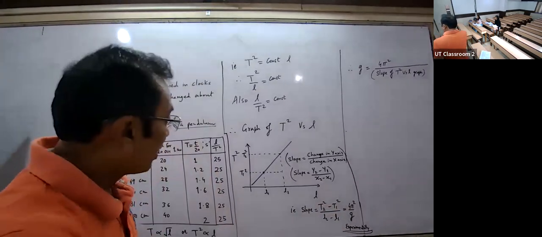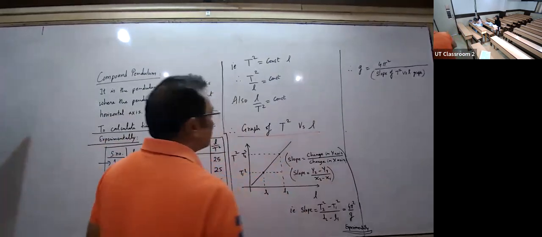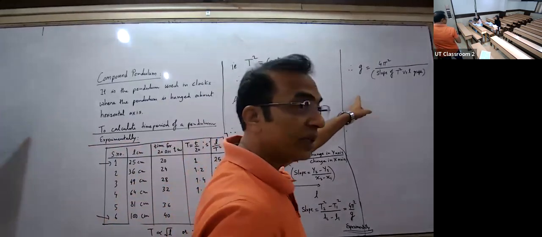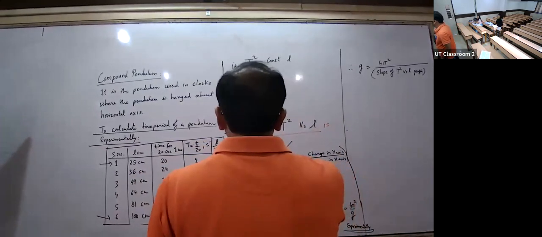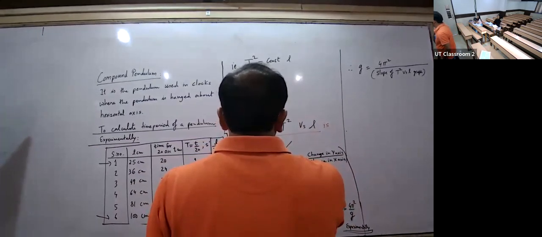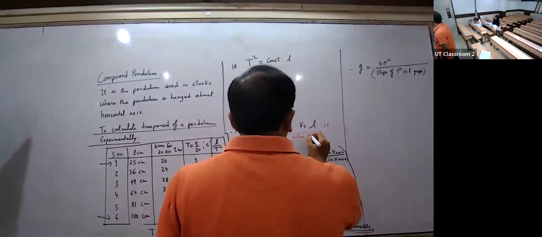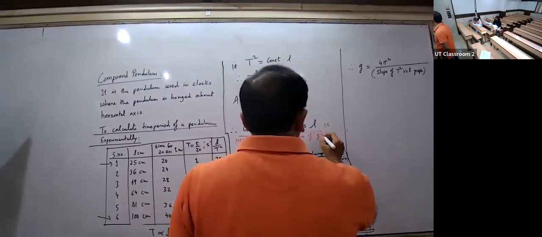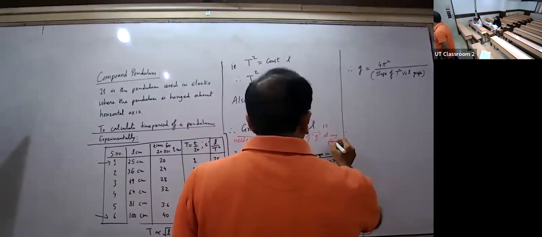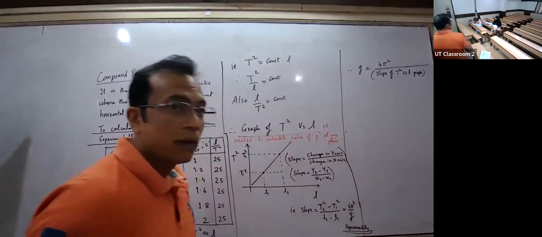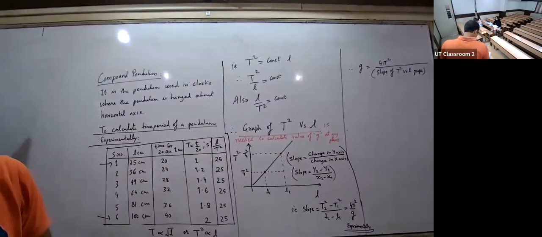Okay. So why did we do all this? We need this graph of t square versus L to calculate the value of gravity at any given place. This is needed to calculate the value of g, acceleration due to gravity, at any place. Get it? Right?